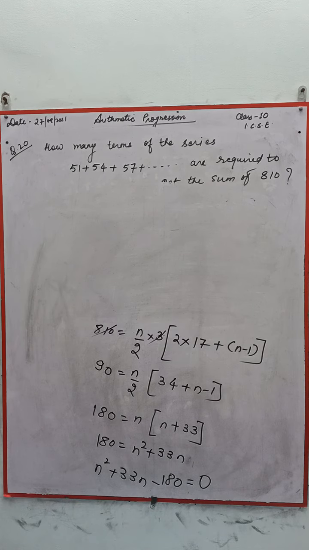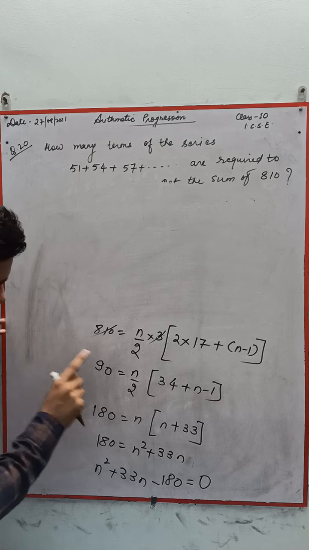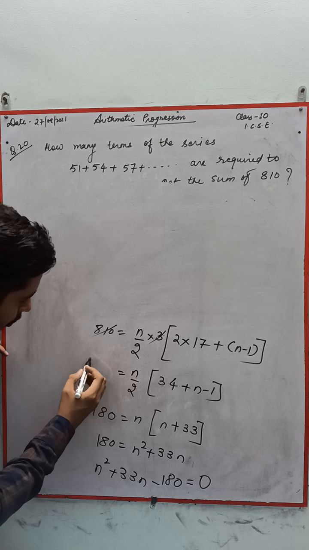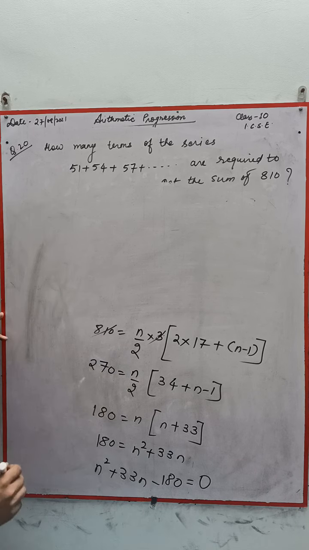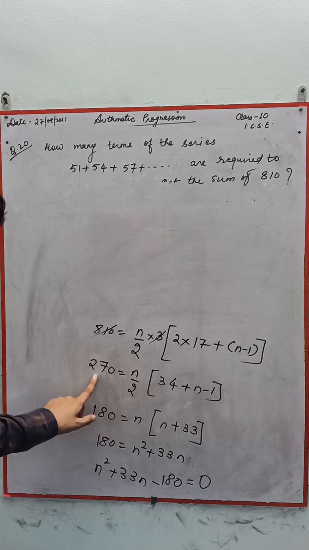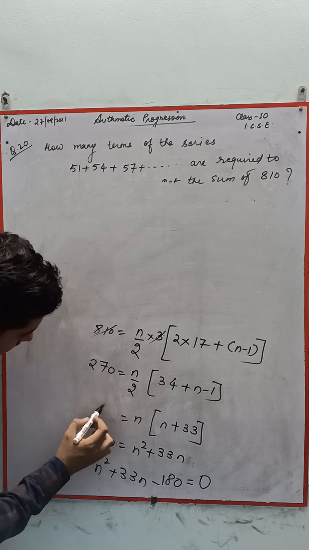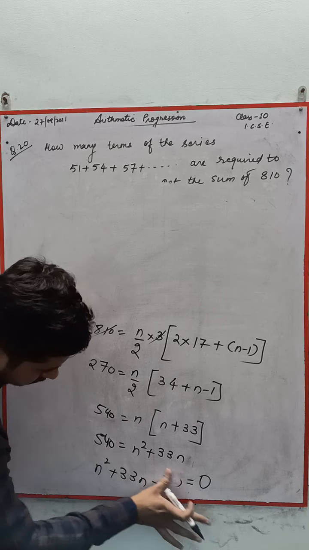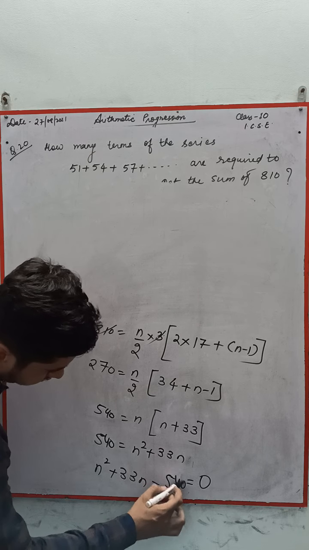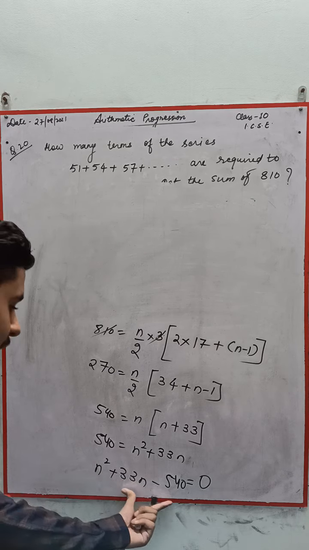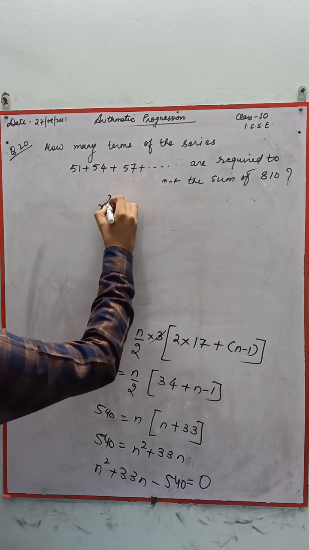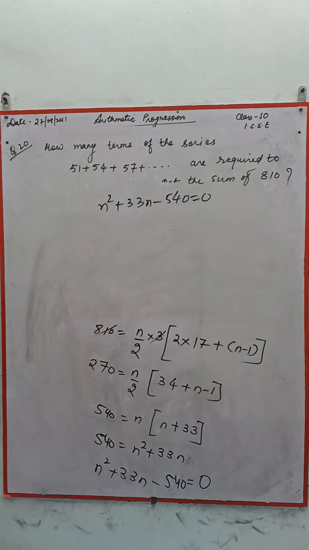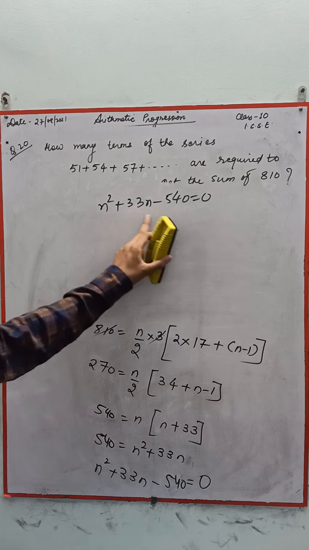Just wait. Actually, we are making one mistake here. When this 3 is cancelled with this 810, 90 won't come. Here 270 will come. And when you transpose this 270, here 540 will be the answer. So I was making this mistake. So here 540 will come. Now our main quadratic equation is n square plus 33n minus 540 equal to 0. Now we need to factorize this 33.